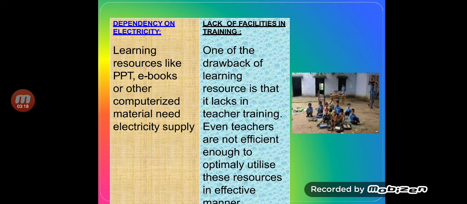And next is dependency on electricity. This is one of the main drawbacks, one of the main limitations of learning resources. Nowadays so many devices have come up. Mostly we are using PPT, OHP, slides, LCD. All those are electrical devices, right? So we need electricity to use them. If we want to teach something using PPT, ebooks, or those electrical devices, and in that particular area there is no electricity, then we cannot use them. Dependency on electricity is also one of the drawbacks.